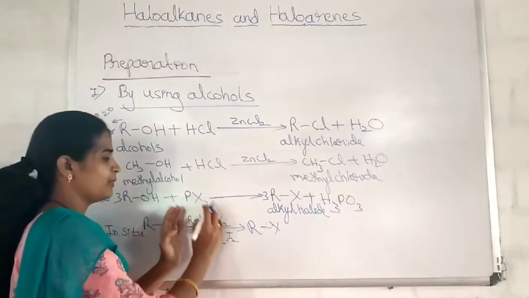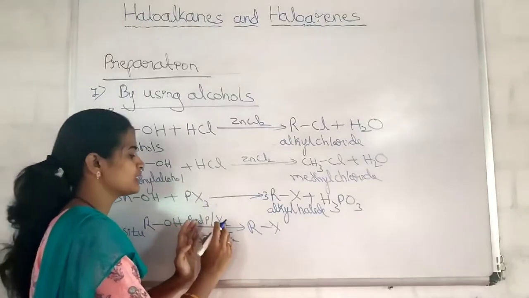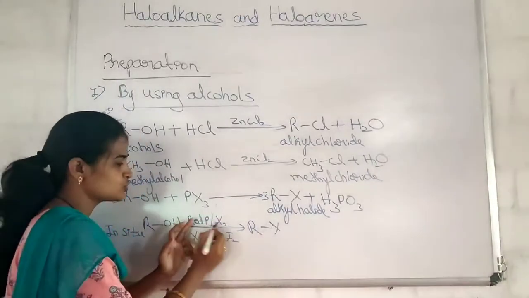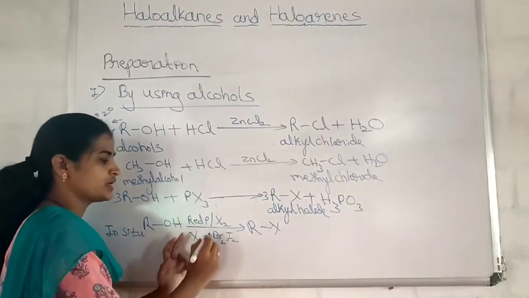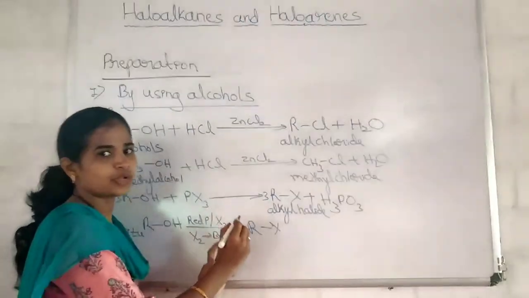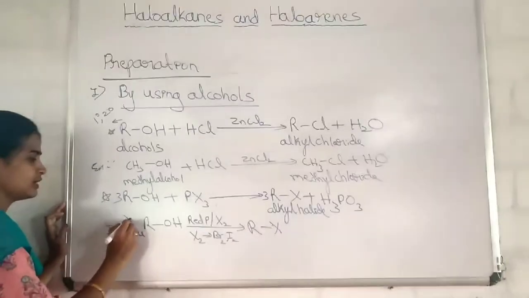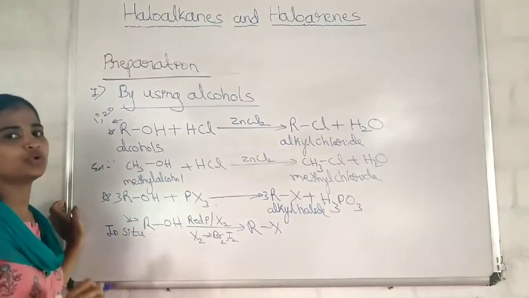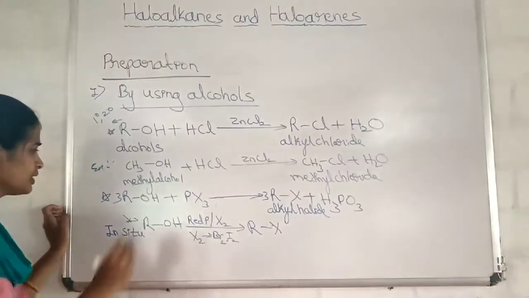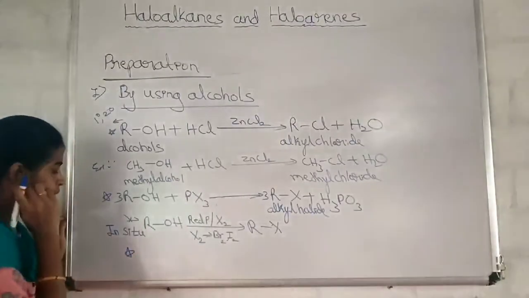We are not taking PBr3 directly. We have taken red phosphorus and respective halogen. These two react to form phosphorus tribromide or phosphorus triiodide, which then forms the product. This method is in situ preparation. Got it?